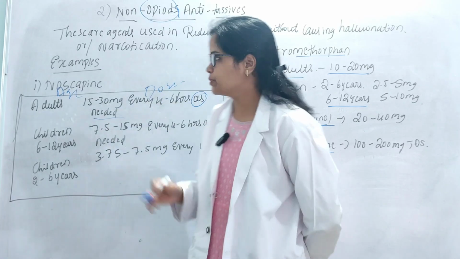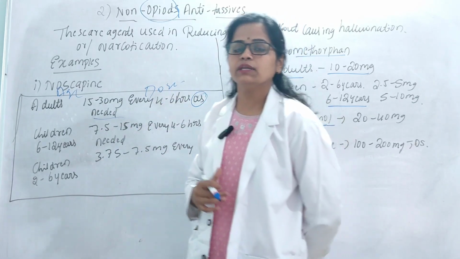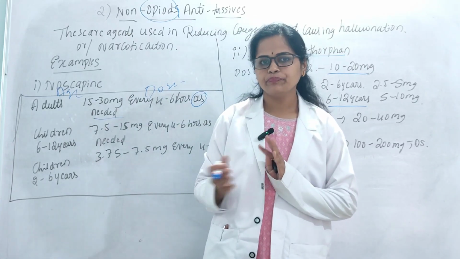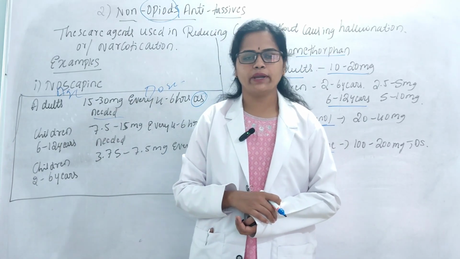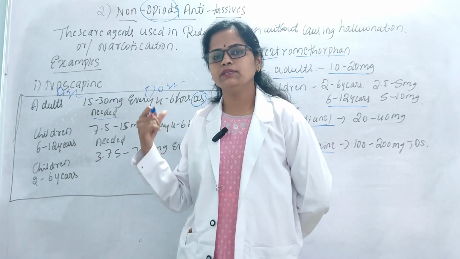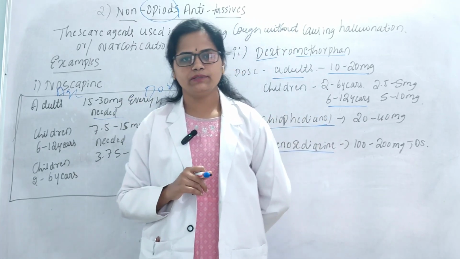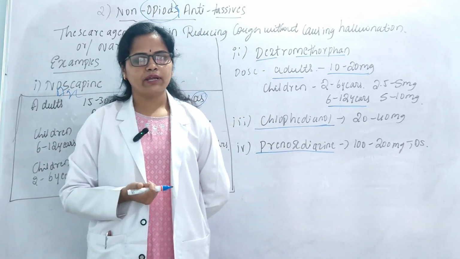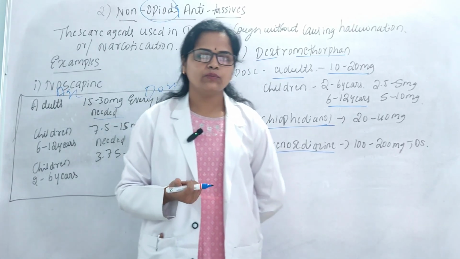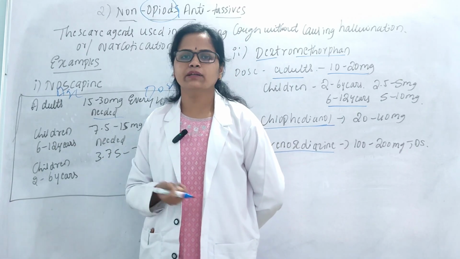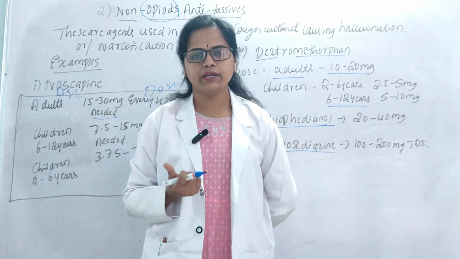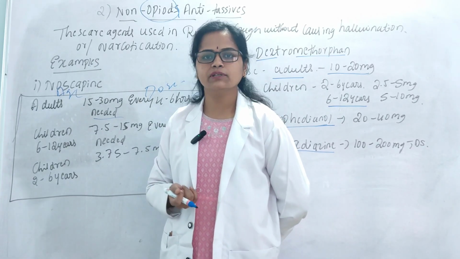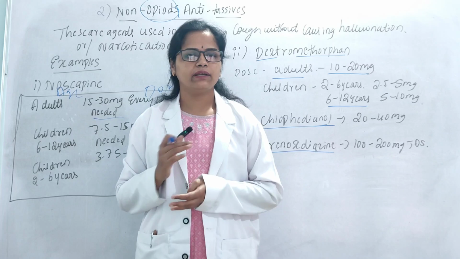These are the examples for the non-opioid antitussives. The indications, meaning the conditions in which we should administer these non-opioids, are non-productive cough. Contraindications, meaning the conditions in which we should not administer them: patients with hypersensitivity reactions; pregnant women and children without prior intimation of the gynecologist as well as the pediatrician; and patients with severe asthmatic conditions, for whom these are more contraindicated.